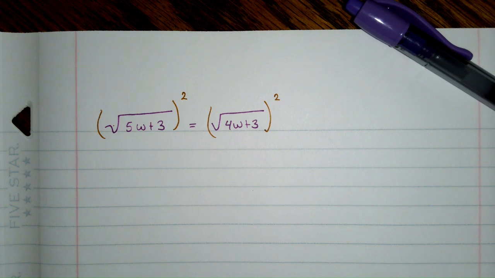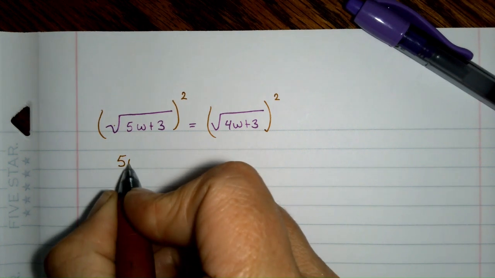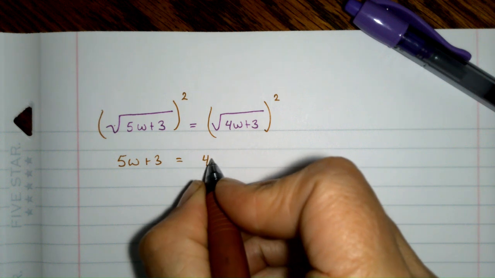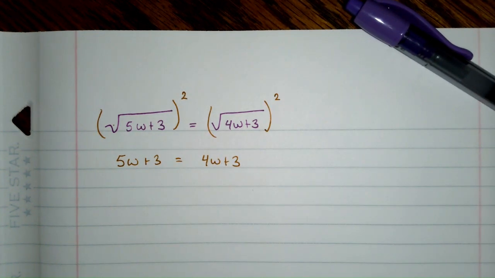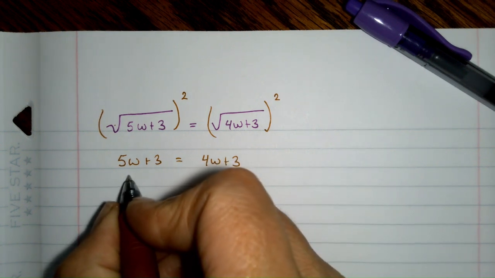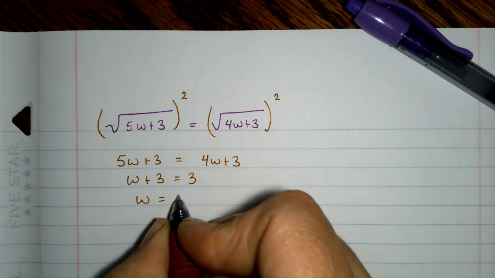And if you ever noticed on your calculator, the square root and the x squared button are on the same key. One's just raised and the other one you have to use your second or shift key for. So when I square this monomial, I get the quantity 5w plus 3. When I square this monomial, I get the quantity 4w plus 3. The great thing here is that there's no exponents, so we can use this like we did in junior high. And we'll subtract 4w from both sides. Subtract 3 from both sides, and we find out w equals 0.